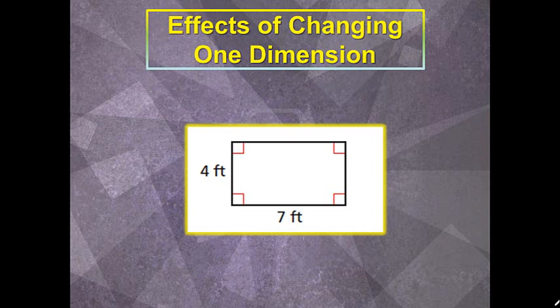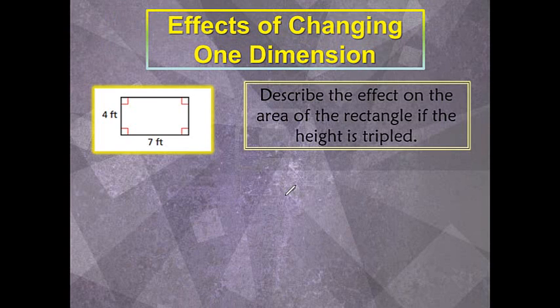We're going to start by looking at the effects of changing one dimension. So in the example of this rectangle, we're either going to change the height or the base, but just one of those. We're going to describe the effect on the area of a rectangle if the height is tripled. So instead of 4, we're going to triple it and make that 12 feet. But before we do that, let's take a look at what the area is for the original figure.